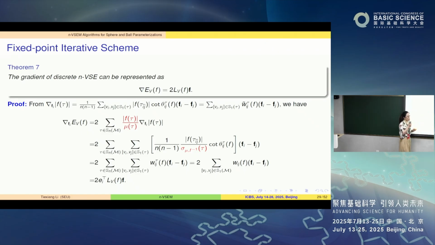Actually, this result is not trivial. After this proof, we can find the beautiful result. This result can help us to develop an efficient algorithm.